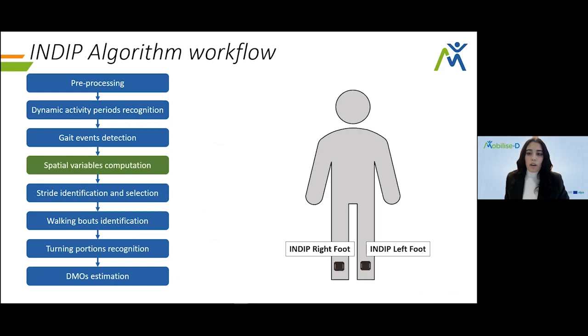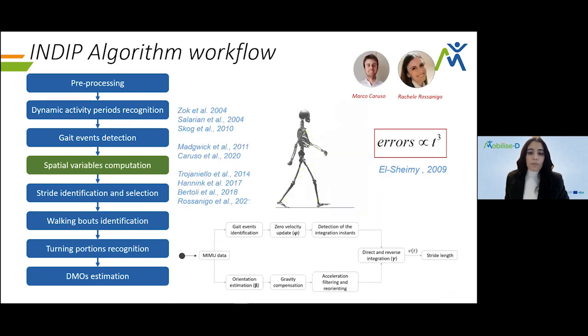Spatial variables are estimated using feet inertial units. This step is based on the algorithm developed by Troianello and validated in Bertoli, which uses a direct and reverse integration approach to obtain velocity and displacement. In this case, the cyclical nature of gait was exploited to reduce the integration error, and the zero velocity update technique was applied to obtain the integration instance.